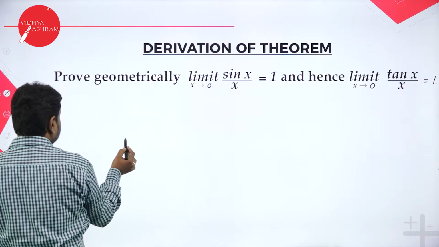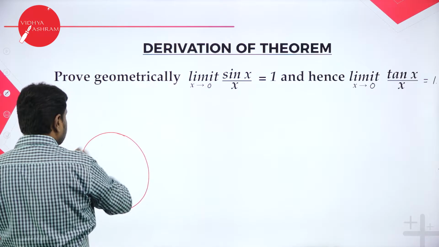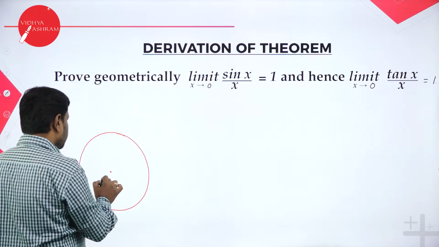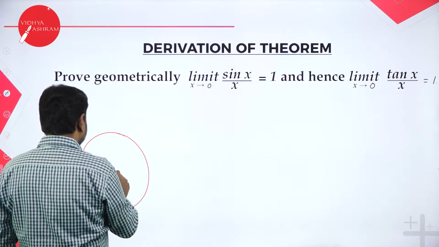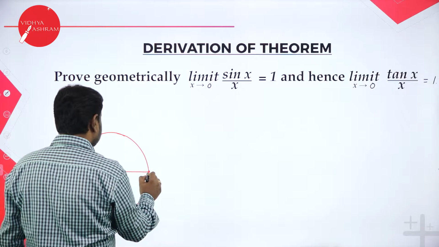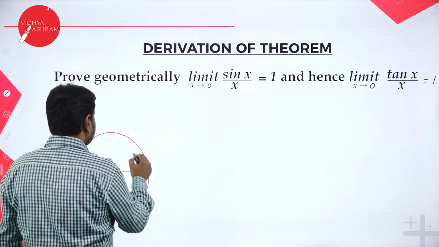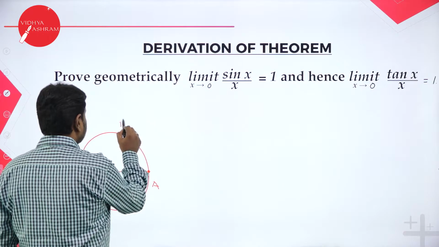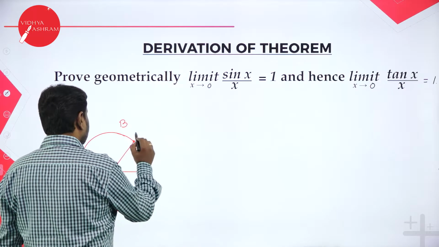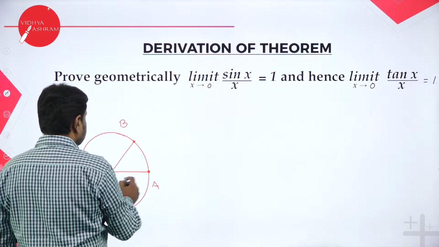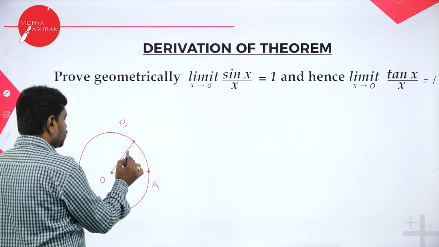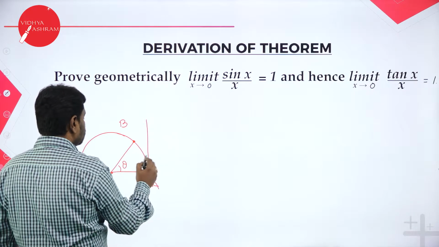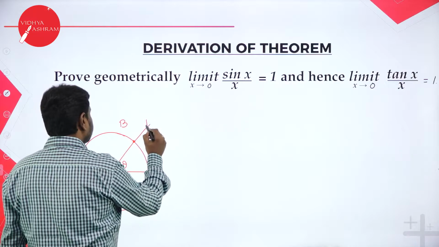Now we'll do construction. So I'll consider a circle. I've taken a circle, and any circle will have a center. Let O be the center of the circle. Now choose 2 points on the circle, A and B. One is A, the other one is B. Now join OB and OA. So this is arc and this is theta. Now I'll produce OA so that it meets the tangent at B at C.